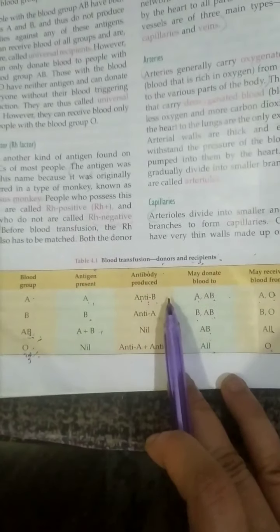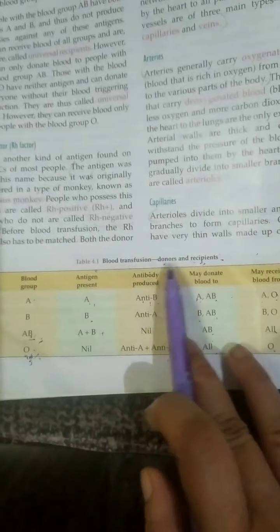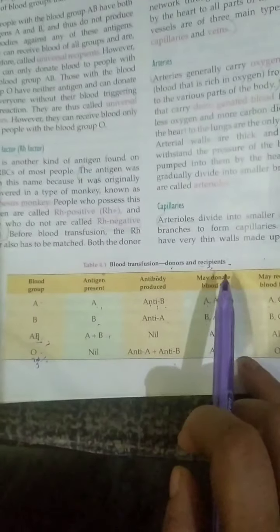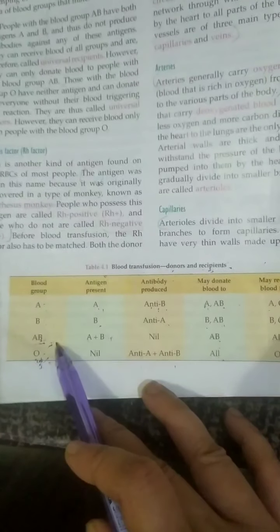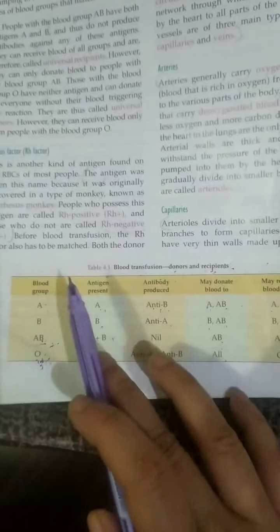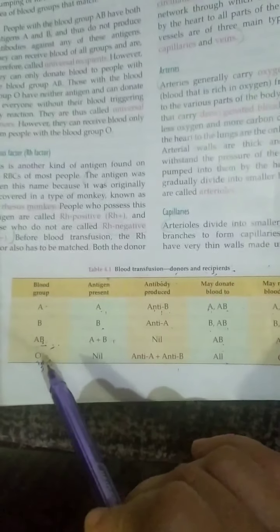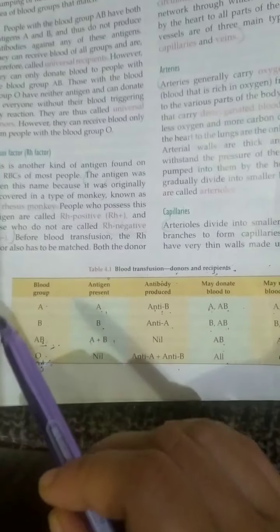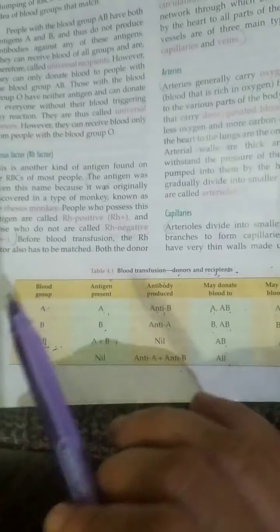Students, now we will discuss the table of blood transfusion, donor and recipient. Among these groups, AB is the universal recipient, meaning AB can get blood from any blood group, and O is the universal donor, meaning it can donate blood to all four blood groups.